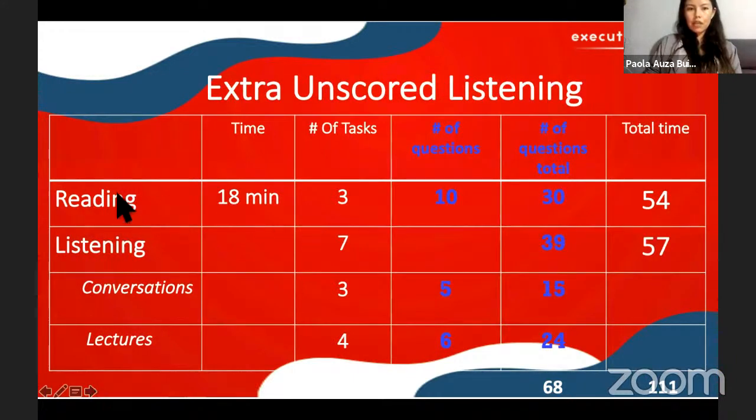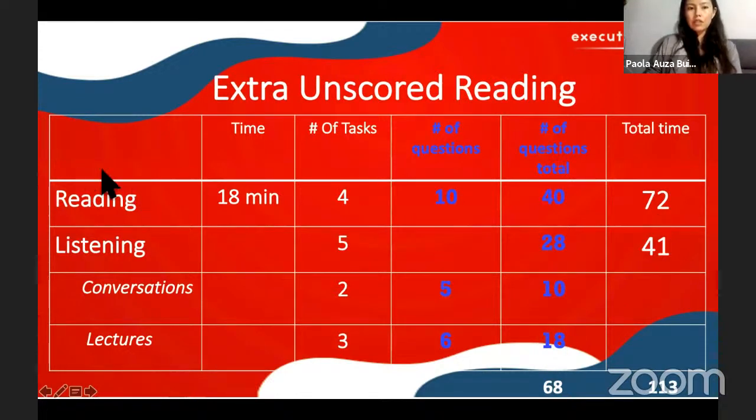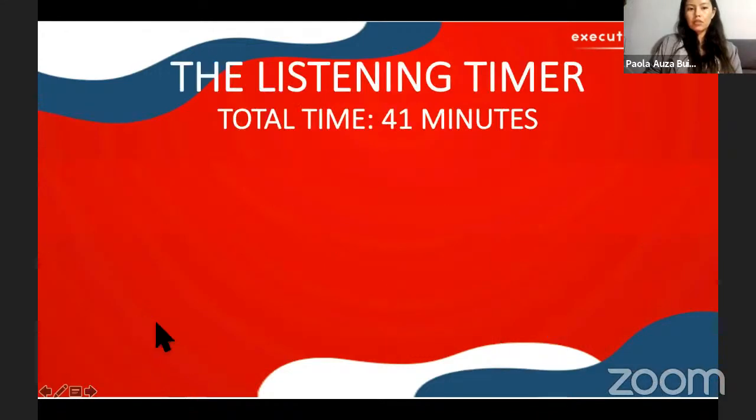In the case we get an extra listening, sorry, we're going to get 7 tasks. So that means an extra conversation and an extra lecture, which will increase the amount of questions and the time that we're going to get. In the case of getting an extra unscored reading task, we will get an extra passage and we will get more questions. Okay, 10 questions more. Okay, just so you remember.